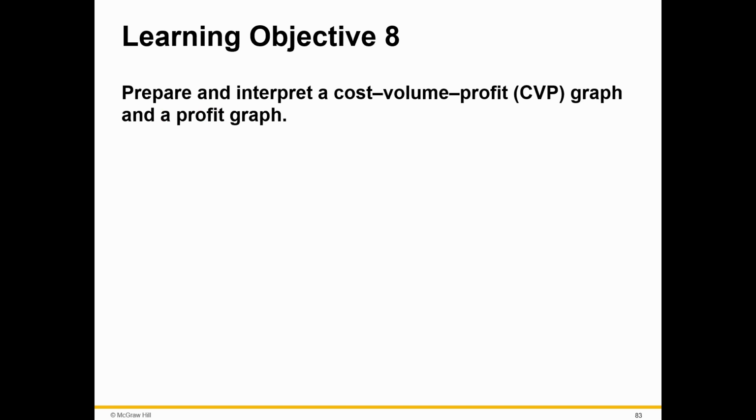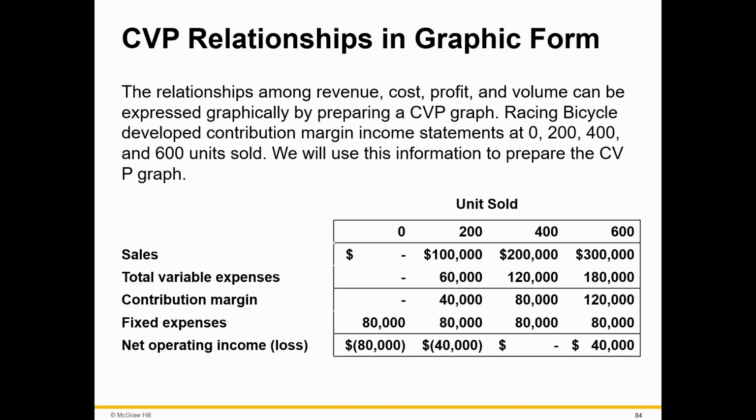Okay, so now we're going to look at the relationships in a graphic form. And so the relationship among revenue, cost, profit, and volume can be expressed graphically by preparing a CVP graph. Racing Bicycle developed contribution margin income statements at 0, 200, 400, and 600 units sold. And so we can use this information to prepare a CVP graph. And so we see here what would be at 0, what would be at 200, what would be at break even, and what would be at 600 units.